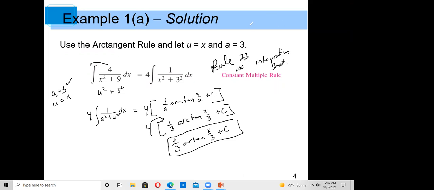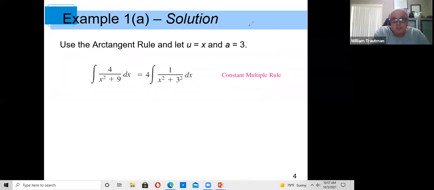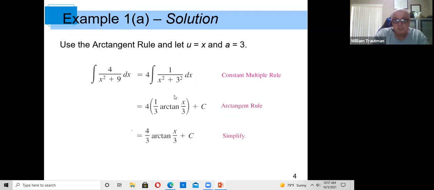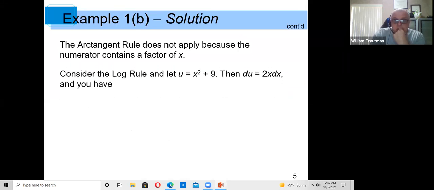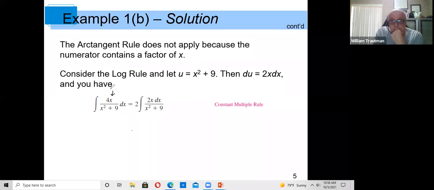All right, let's take a look at what's next. Okay. Now, in the next one, they show you, I wish they put the problem up. There we go. In the next one, they show you, you can't use arctangent because you have an x up here. That rule 23, you can't have an x on top. You can't use rule 23 there.